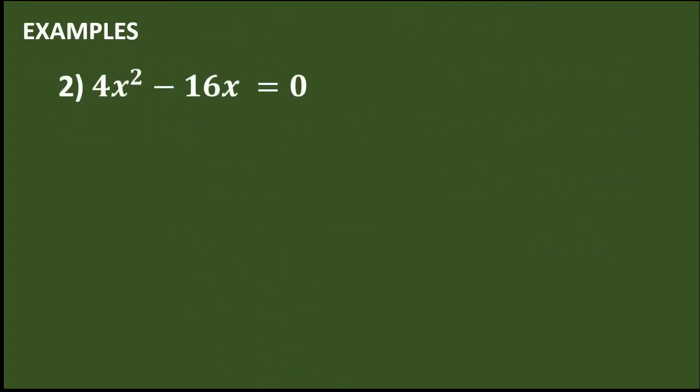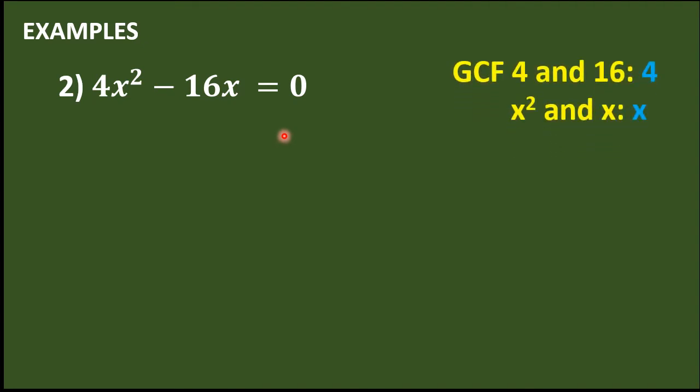Let us now proceed to our next example. We have example number 2, 4x squared minus 16x equals 0. So again, get the GCF of 4 and 16. We have 4. X squared and x, we have x. So if you combine them, the GCF is 4x. After that, 4x, we are going to place that outside the parentheses. And what will remain inside the parentheses is x minus 4.